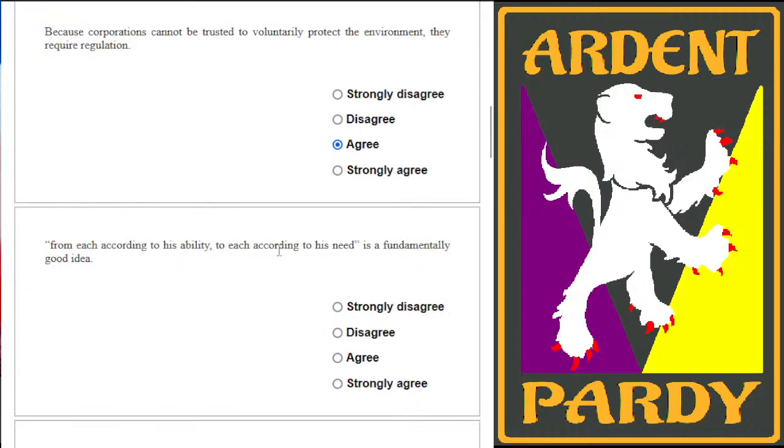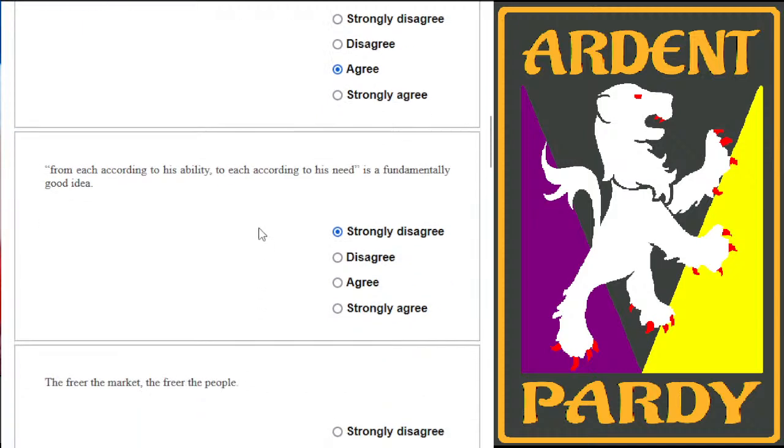From each according to his ability to each according to his need is a fundamentally good idea. It used to be that I would strongly agree with this. However, now that I know that this is actually a communist maxim, I strongly disagree. Mostly because if you're taking from somebody to give to somebody else, that's just straight up wrong. That's not charity. That's the state interceding to remove your property to give it to someone else.